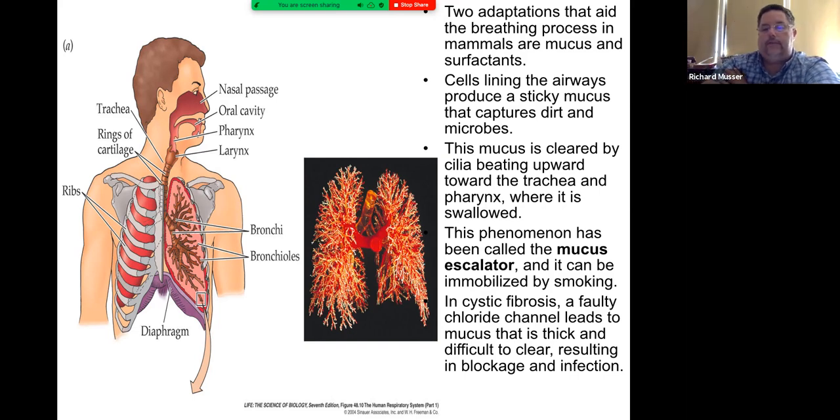Unfortunately, some people with cystic fibrosis have a faulty chloride channel, and I'll mention this maybe more in another class, that prevents their mucus from being watery. So the mucus gets too thick, and that ends up causing bacteria to grow in it and cause all sorts of infections or blockage. It's not watered down enough. And that's one of the problems with cystic fibrosis. It's related to a chloride channel that allows water to enter and get into the mucus.